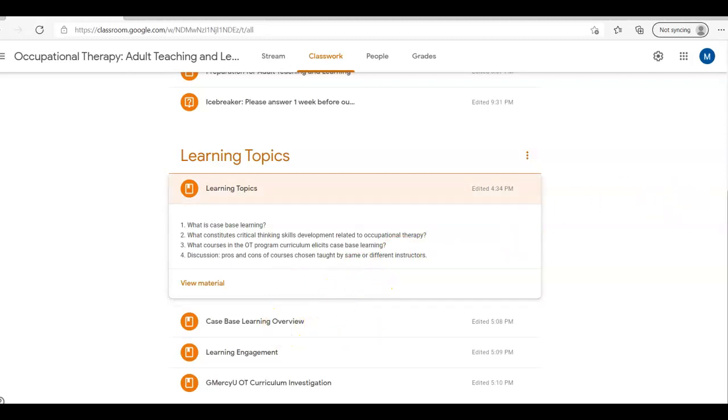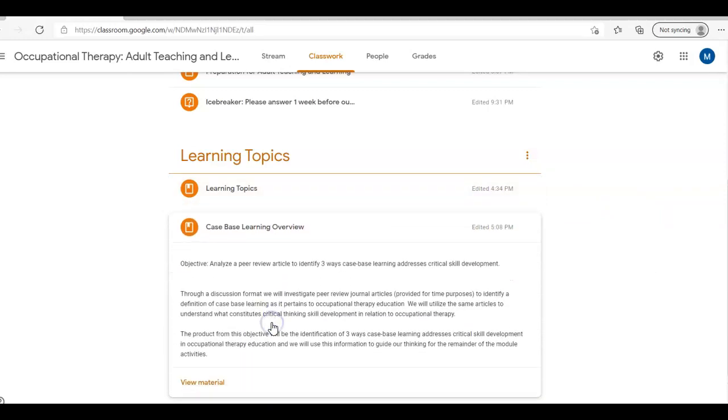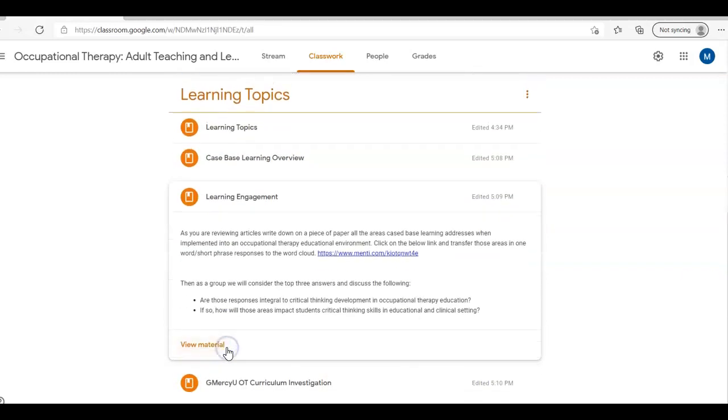So here are the 2 main objectives. The first one is surrounding case-based learning. Analyze a peer review article to identify 3 ways case-based learning addresses critical skill development. And then we will have a learning engagement activity focused on case-based learning. We will be completing a word cloud, looking at those common areas that we have found through research of the articles that I provided, but also through articles that you may have found as well.